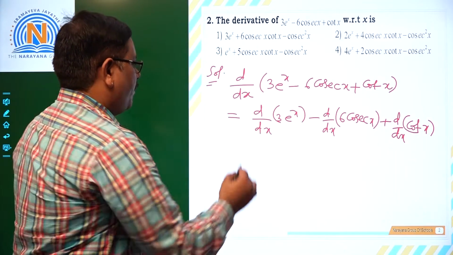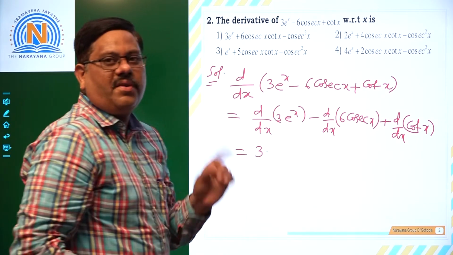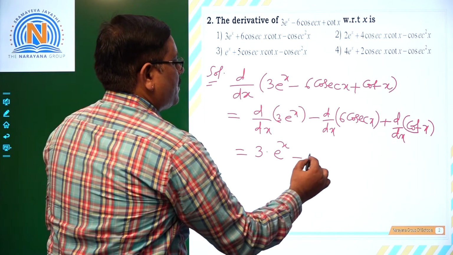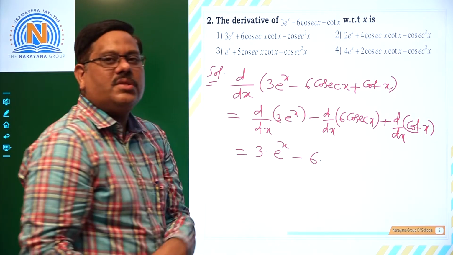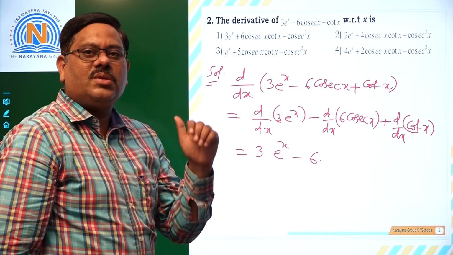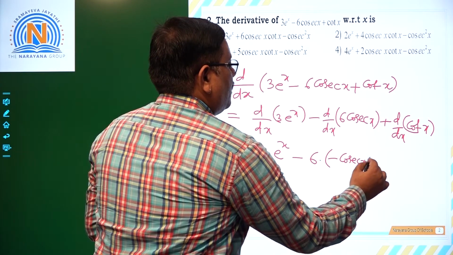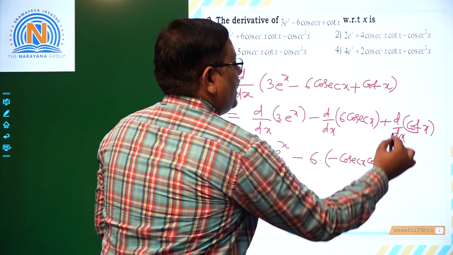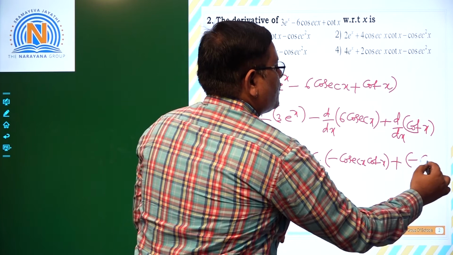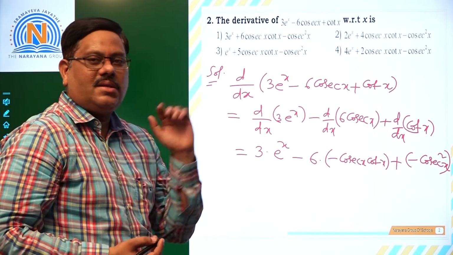What is the next step? Again, as 3 is a constant, you can write it as 3 into d by dx of e power x. What is d by dx of e power x? e power x itself. Minus 6 into d by dx of cosecant x. What is the derivative of cosecant x with respect to x? Minus cosecant x cot x. Plus d by dx of cot x. d by dx of cot x is minus cosecant square x.